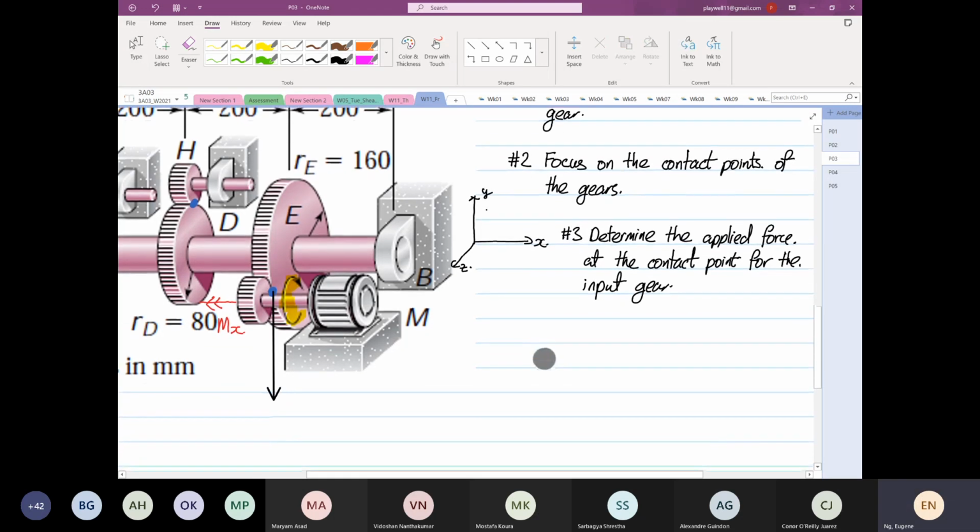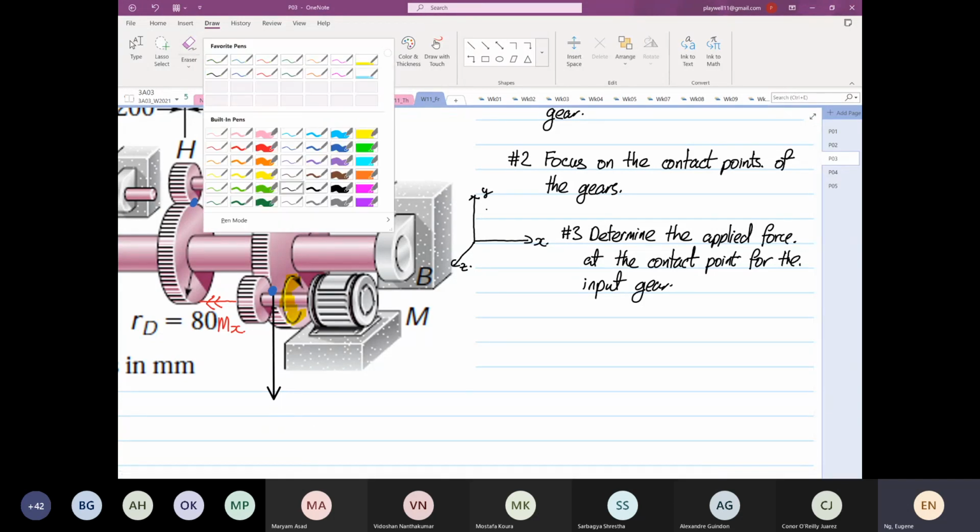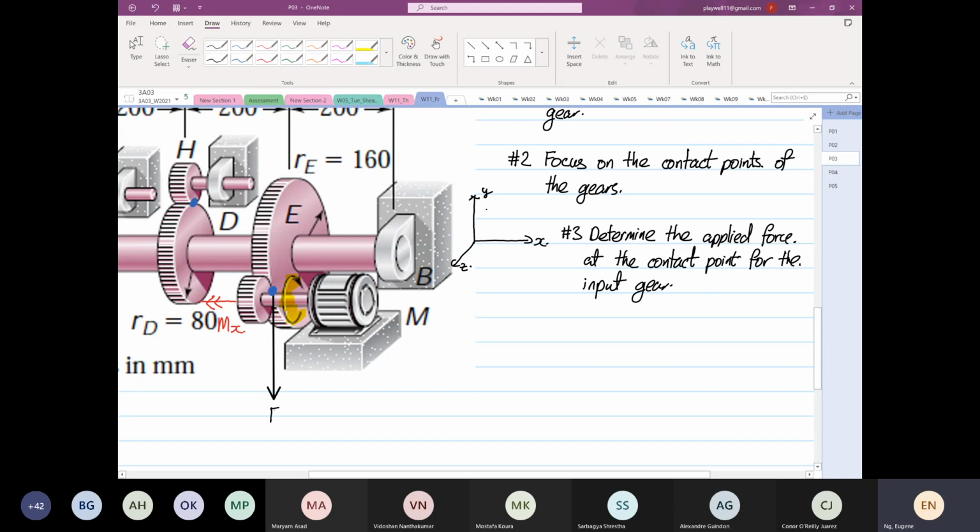Okay, and this is what I call P. What do I call? I call F, at point E. So this is where we call F at point E.